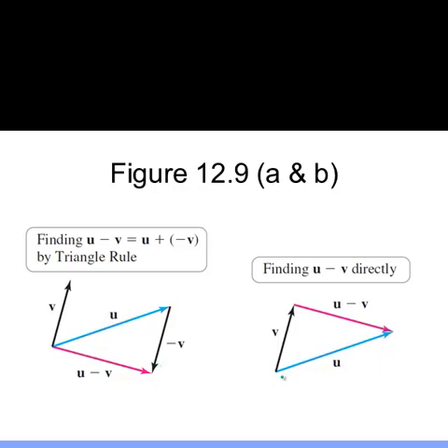Otherwise, you've got vector u, you've got vector v, and then u minus v is going to go from the head of v to the head of u when you put the two tails of u and v together. All right, so let's just repeat that. U minus v, when you're finding it directly, you put the two tails of u and v together, and u minus v will go from the head of v to the head of u.